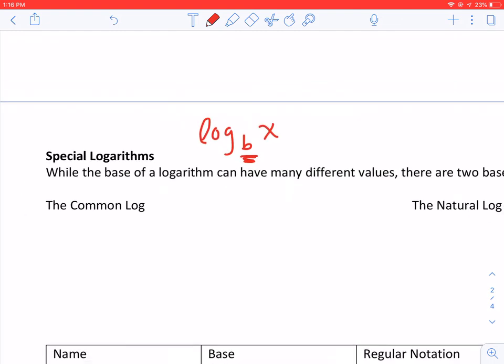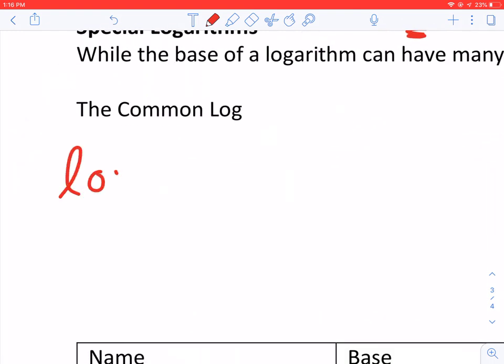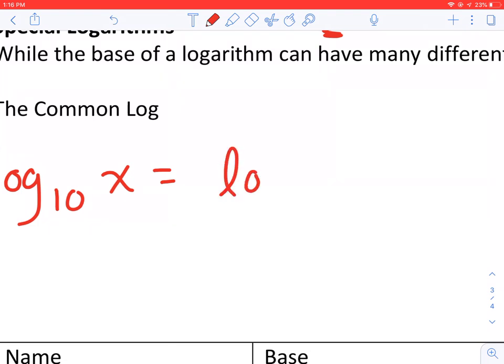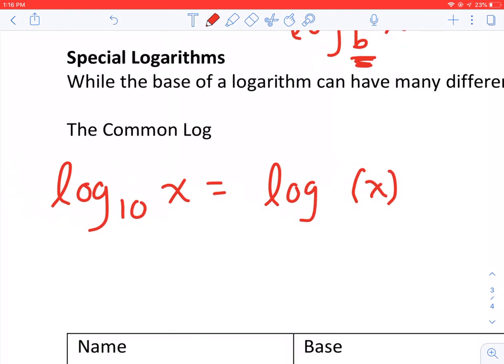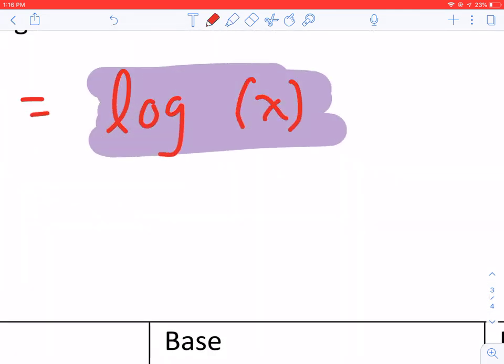So one of the special logs is called the common log, and that is when the base is equal to 10. This is so special, in fact, that when I write log of x without a base, it is implied that it is base 10. This means that there's really a 10 there, but we don't need to write it.